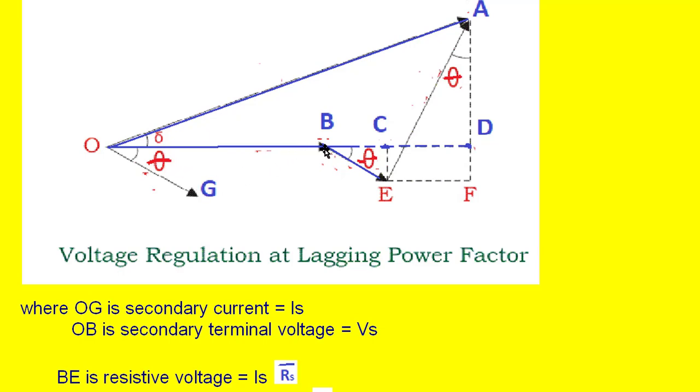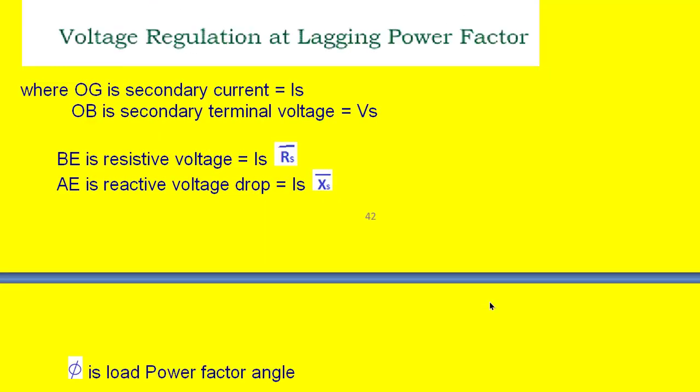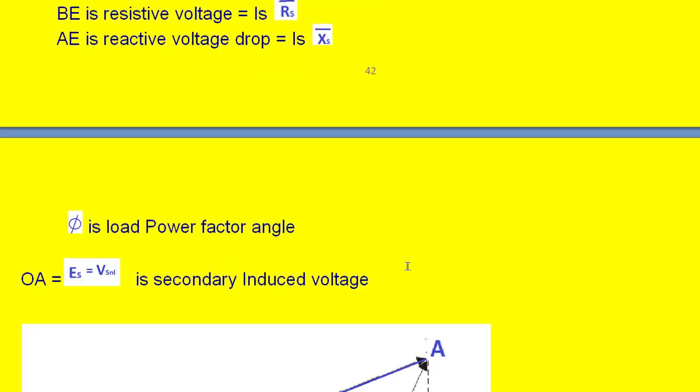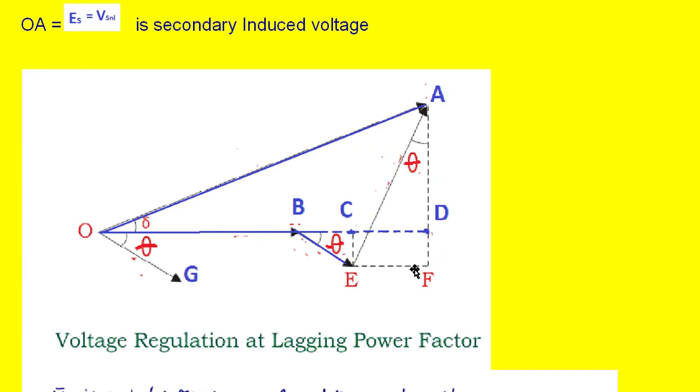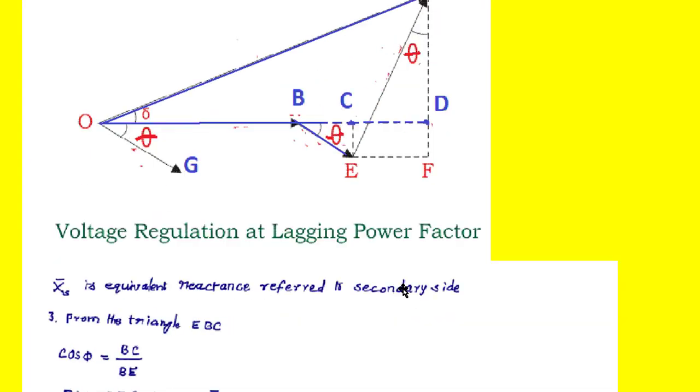So the angle between the terminal voltage and the induced voltage, we call that delta. But anyhow, that we are not going to use here. So once we draw the vector diagram like that, now we can derive the equation like this.